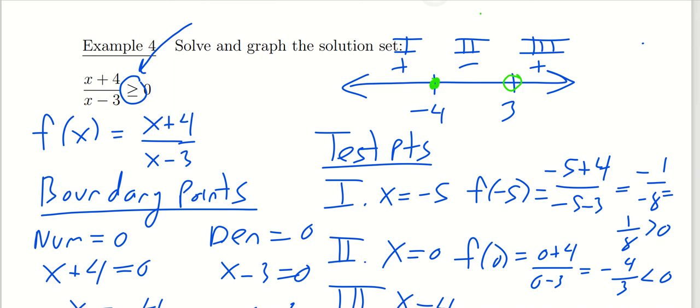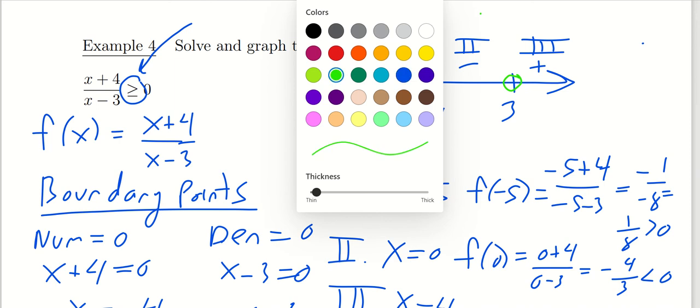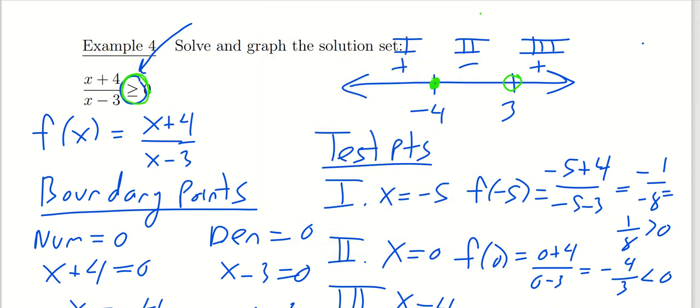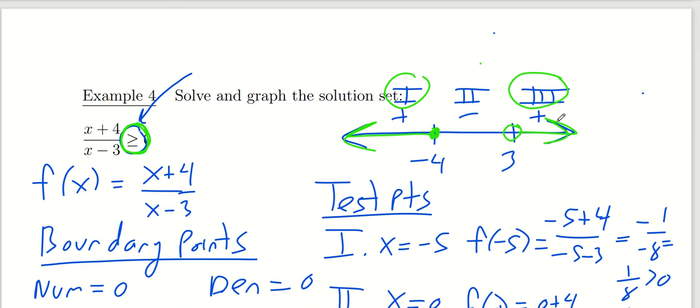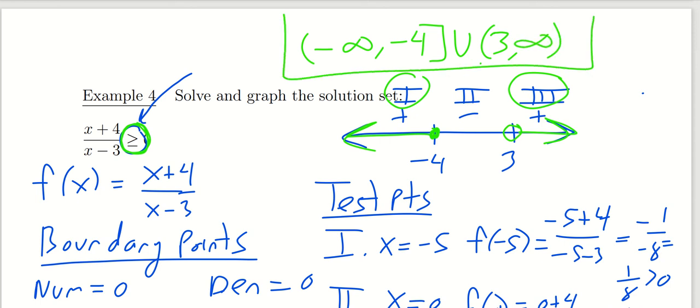Now that we know the sign, let's go back to the original inequality. We're looking for the ones that are greater than or equal to, so we want the positive intervals. That's going to be region 1 and region 3. We can now go ahead and write out the solution set. It's going to be everything from -infinity up to and including -4, union, not including 3, to positive infinity.